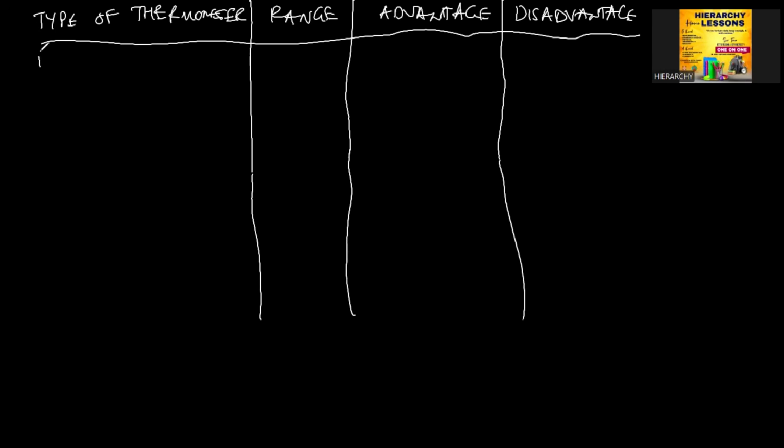Okay. So the first one we're going to look at is the mercury in glass. So now we have specified mercury in glass, no longer liquid in glass. The range for mercury in glass is 234 to 723 kelvins. So what is the advantage of the mercury in glass? It is portable.